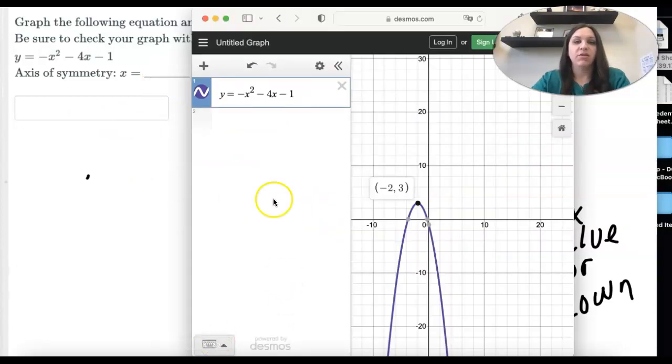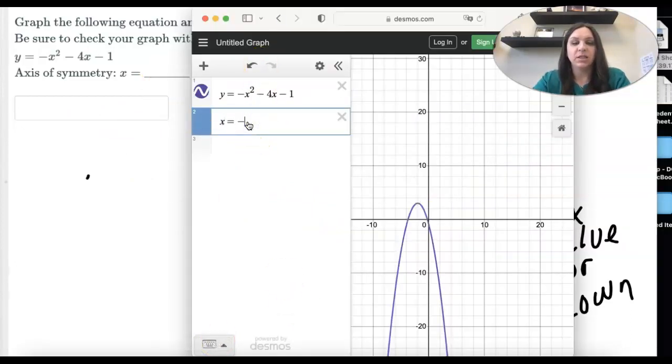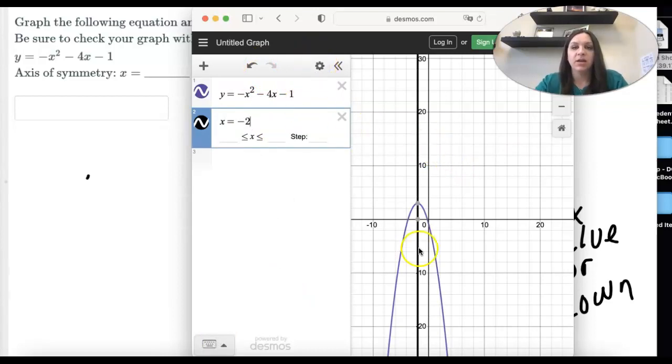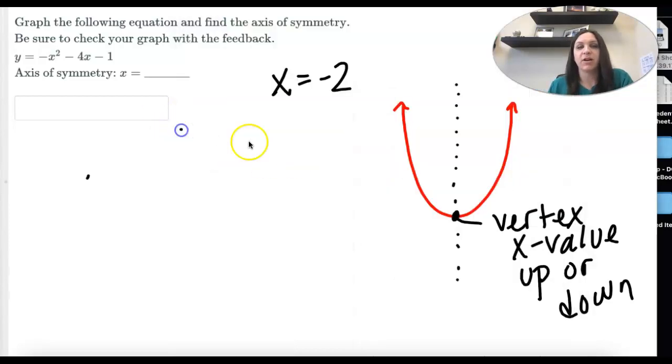So that means if I graph x equals negative 2, see how that line goes right through the middle, it goes right through the vertex? That's called the axis of symmetry. It divides the graph right in half. So again, I would just type negative 2, not the x equals.